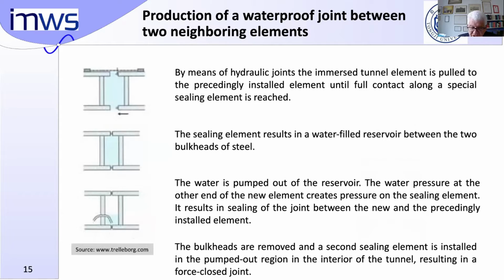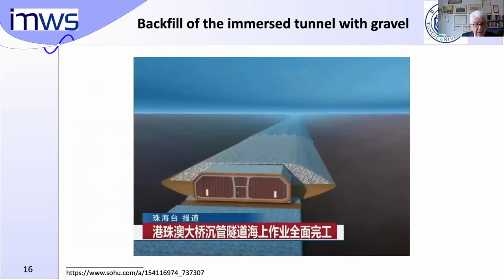The water pressure at the other end of the new element creates pressure on the sealing element. It results in sealing of the joint between the new and the precedingly installed element. The bulkheads are then removed and a second sealing element is installed in the pumped out region in the interior of the tunnel, resulting in a force-closed joint. This shows the backfill of the immersed tunnel with gravel.